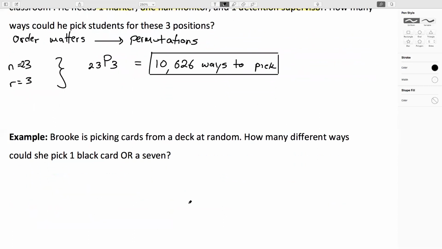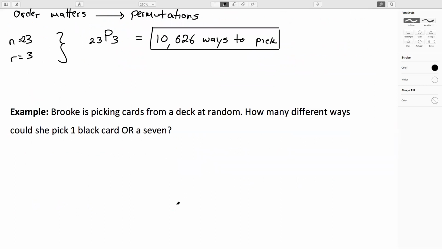All right, another question. Brooke is picking cards from a deck at random. How many different ways could she pick a black card or a 7? So this question is a little bit different. The one thing that really stands out like a sore thumb is the fact that I've written the word OR, and it's capitalized. The OR tells me the fundamental counting principle does not apply.